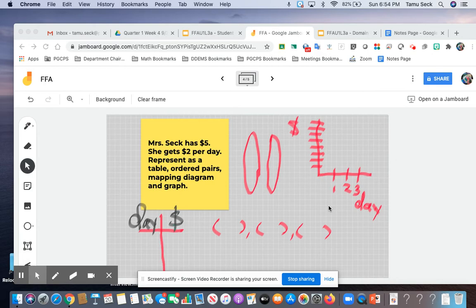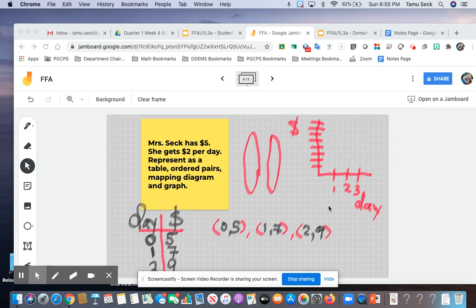So she has $5, so that's when she begins. So on day 0, she has $5. On day 1, she gets $2 per day, so she has $7. On day 2, she gets $2 more, so she has $9. So I can represent this as an ordered pair. And then I could also graph this.